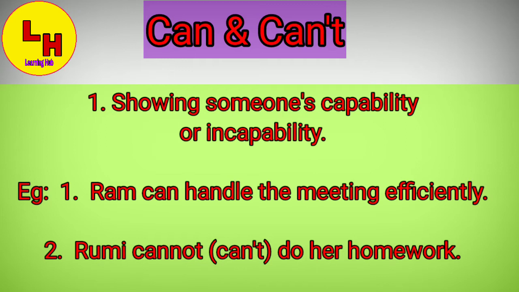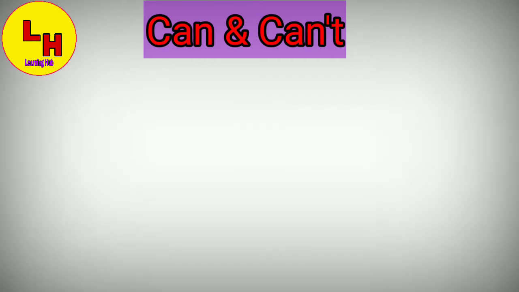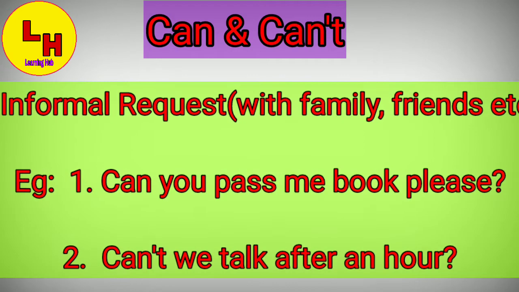Point number 1, can and can't are used to show someone's capability or incapability. For example, Ram can handle the meeting efficiently. Rumi cannot do her homework. In the first example, it is showing Ram's capability to handle the meeting, whereas in the second example, it's showing Rumi's incapability to do her homework.